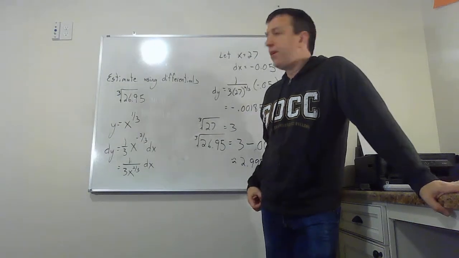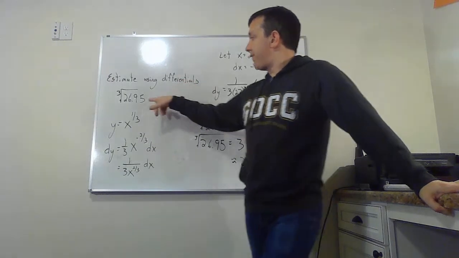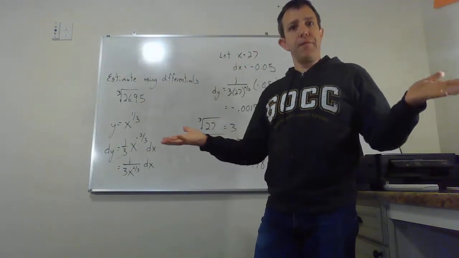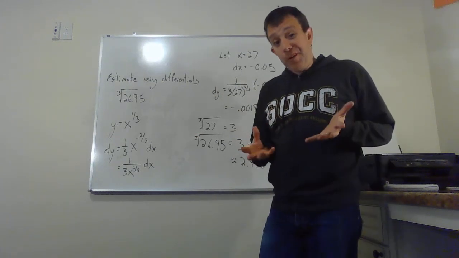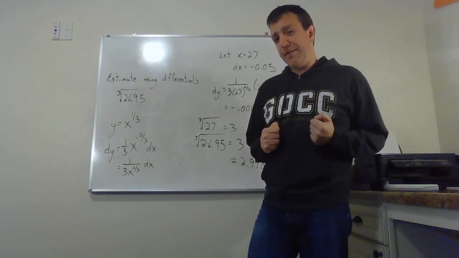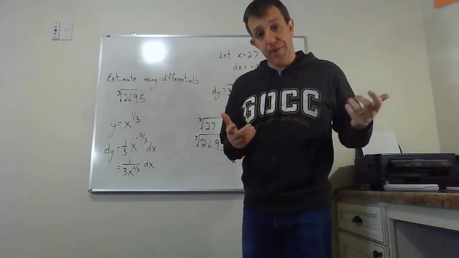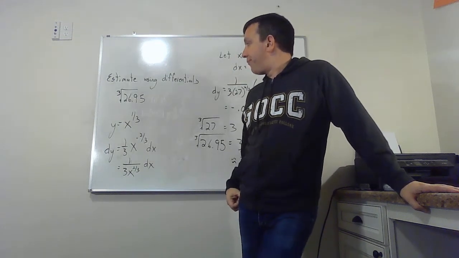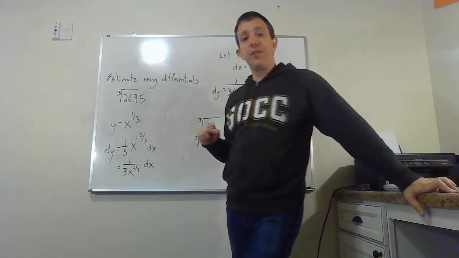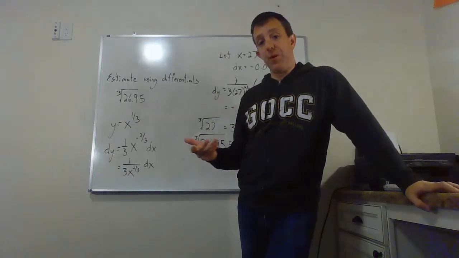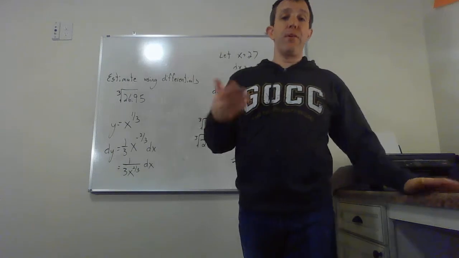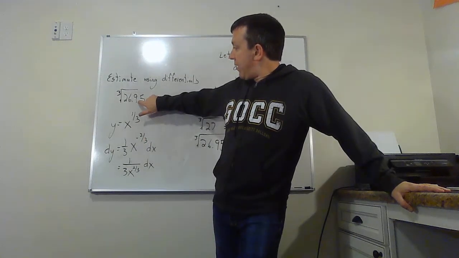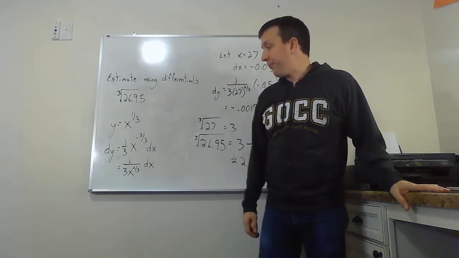Okay, last example. We want to estimate using differentials the third root of 26.95. Lovely number. What it has going for it is it's really close to 27, and we do know the cube root of 27, which is 3. So that's going to really suggest some things here. I want to use my function here as y is equal to x to the 1/3 power. Remember, 1/3 power, third root are the same thing. So I'm going to use this as a function to try and estimate this value.